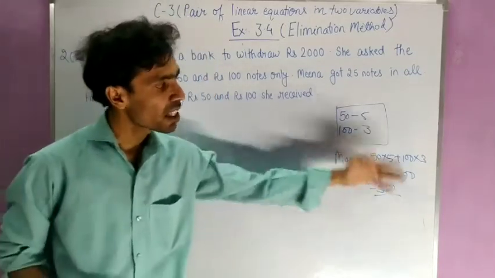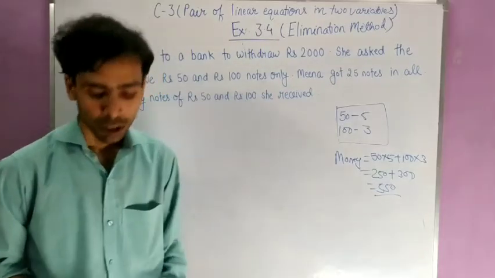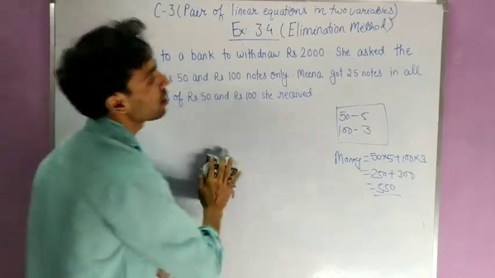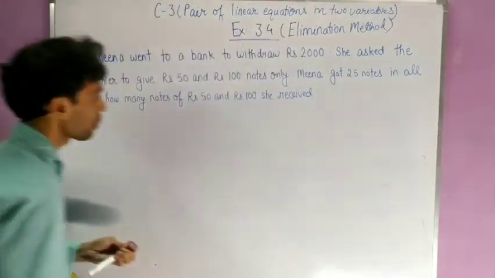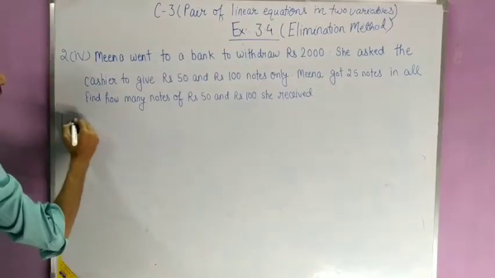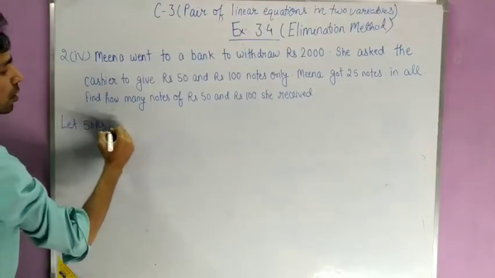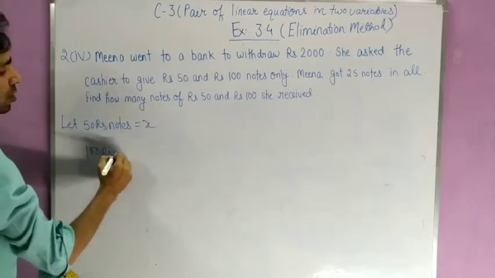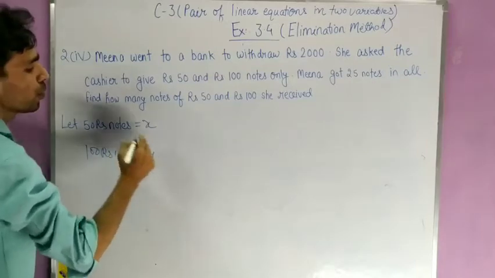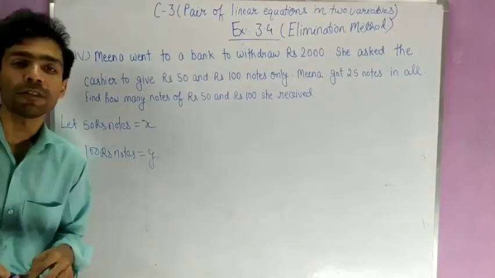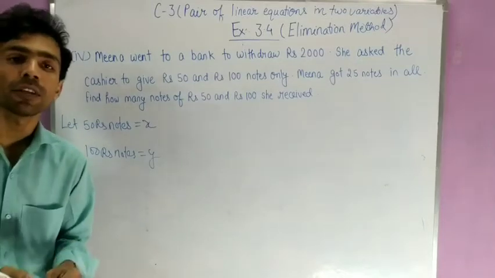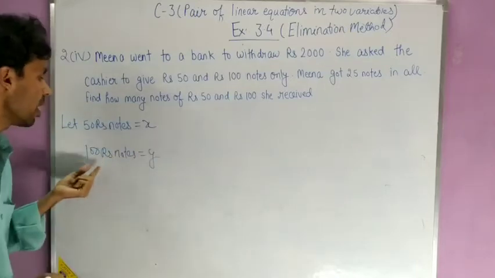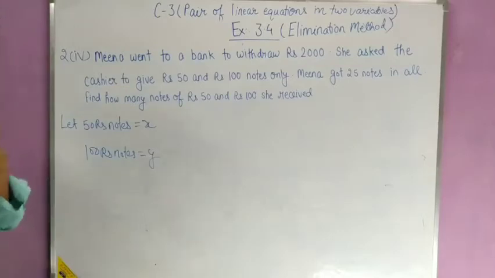Okay. So when you understand this concept, you can easily solve this question. Because we have to calculate how many notes of 50 and 100 she received, we will assume let 50 rupees notes be X and 100 rupees notes be Y, because both are different things. 50 rupees notes are different, 100 rupees notes are also different. So we have assumed 50 rupees notes X and 100 rupees notes Y.